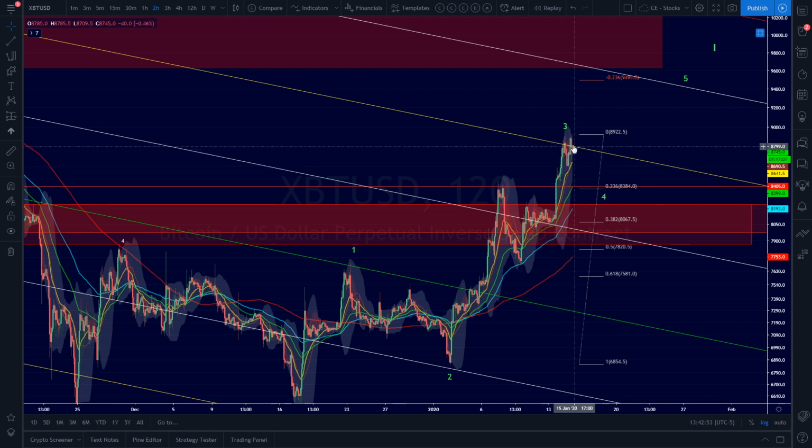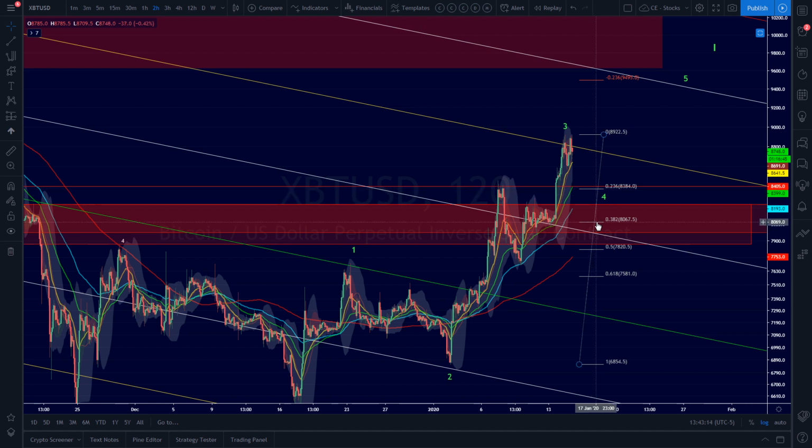We're going to be working on a 4, and then we're going to be looking for a move to the upside for the 5. Where this corrects to is going to be what determines where we are going to be moving up to. If we only come down here to the 236, which is kind of what I'm expecting to happen, that's a strong move. I say 9,500 is very possible.